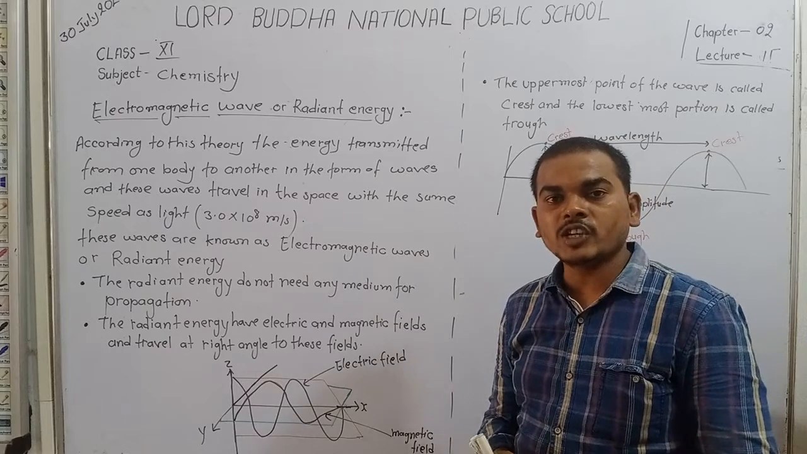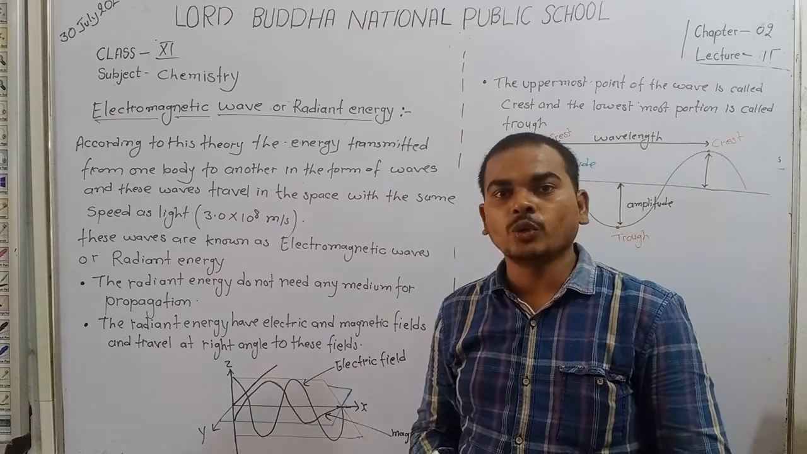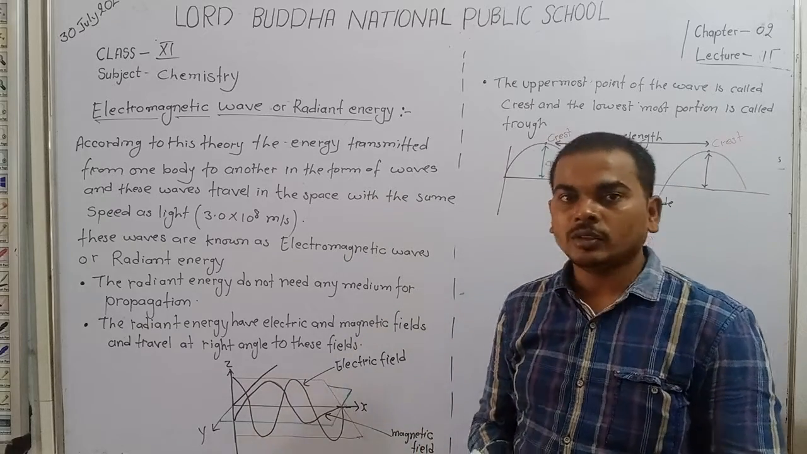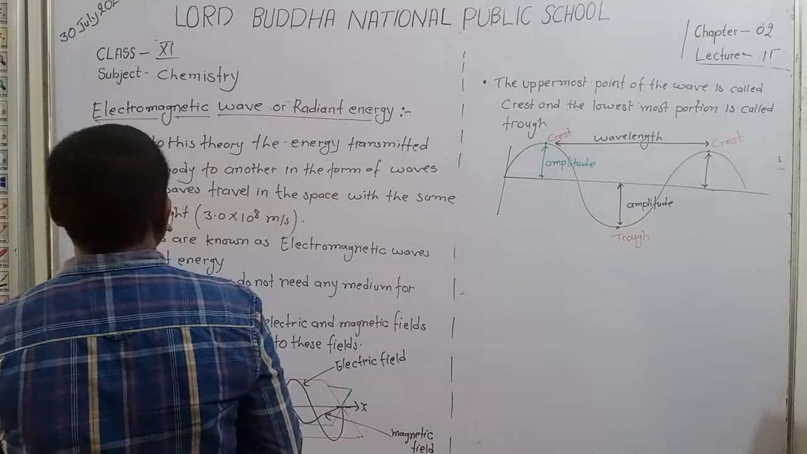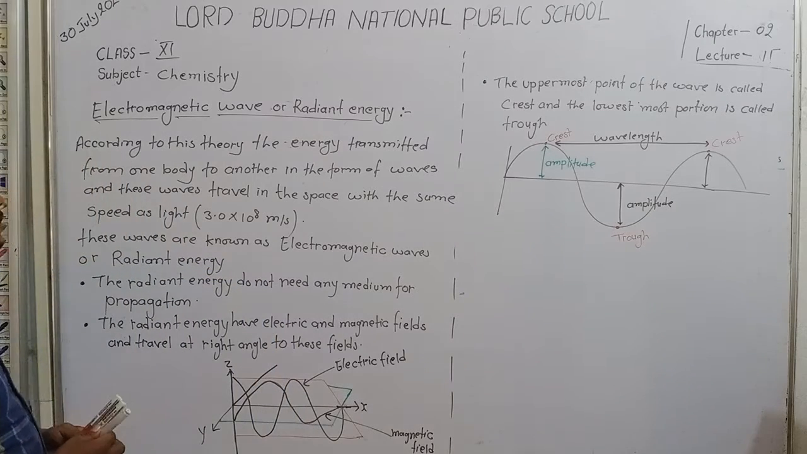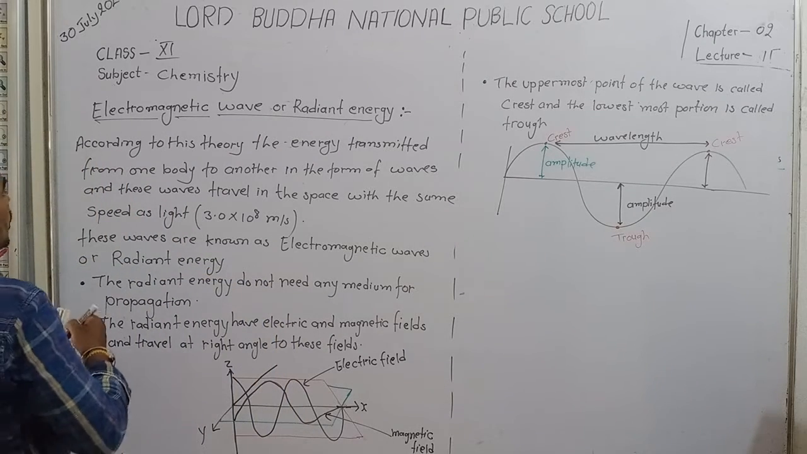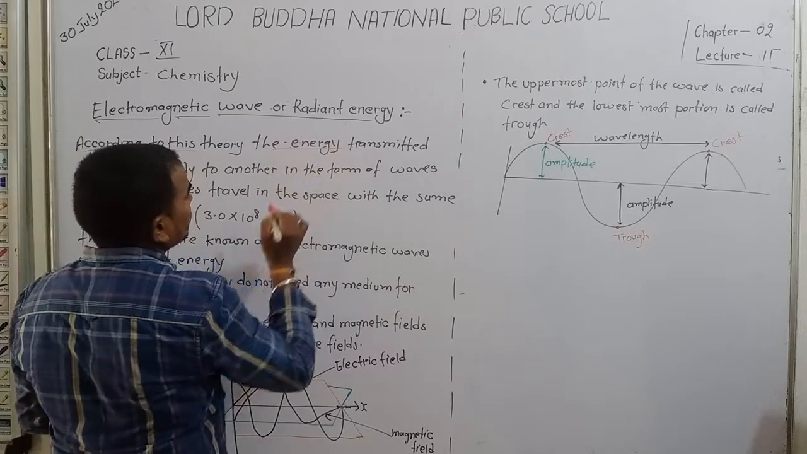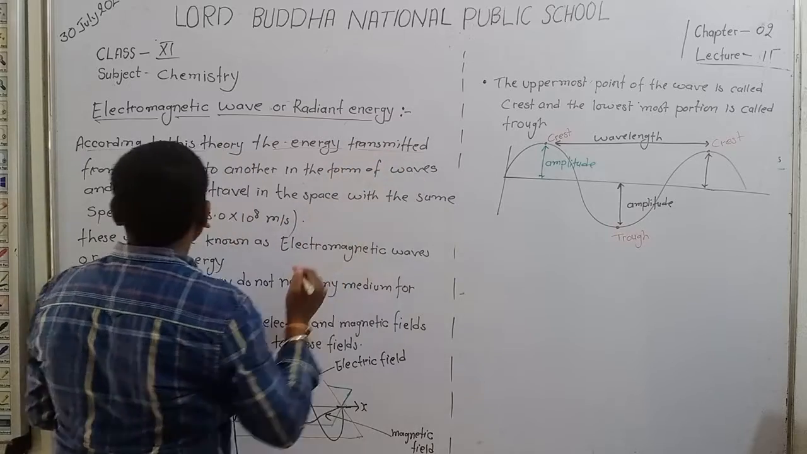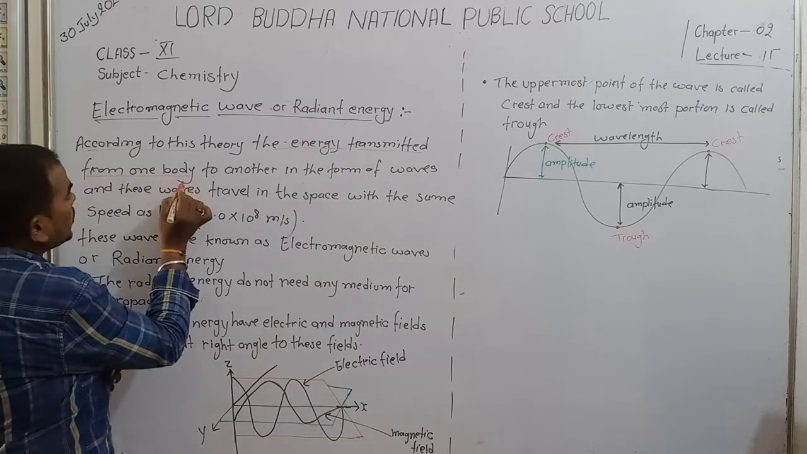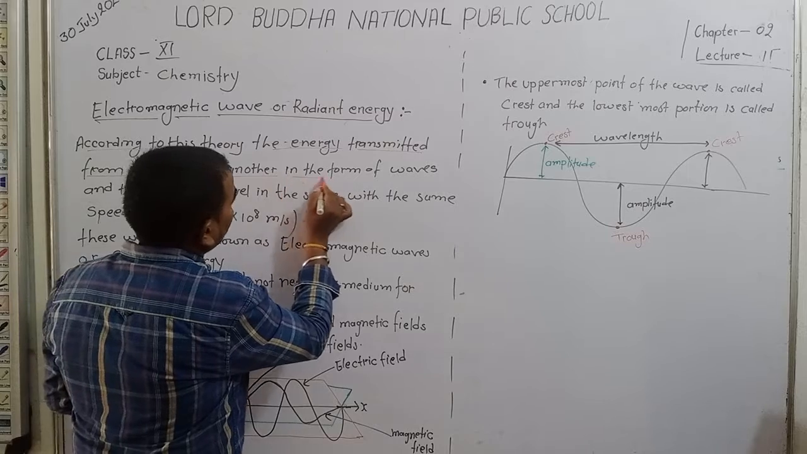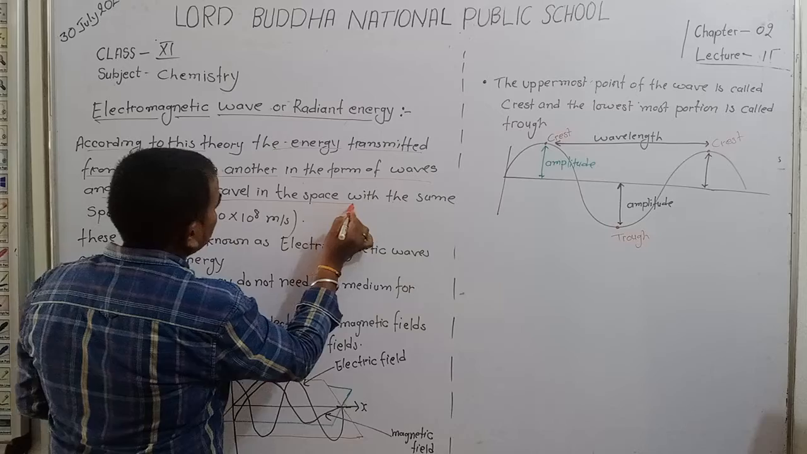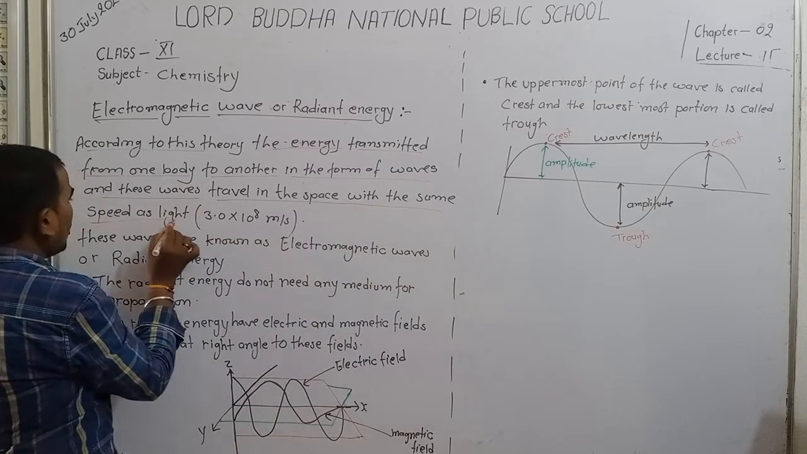Hello students, in the lecture on atomic structure, today we will discuss electromagnetic waves, or radiant energy. According to this theory, energy is transmitted from one body to another in the form of waves, and these waves travel in space with the same speed as light.